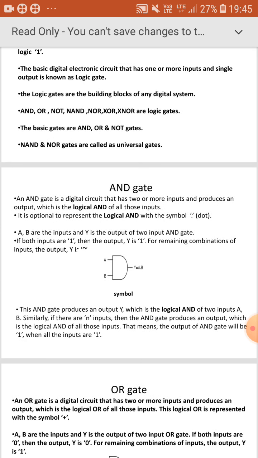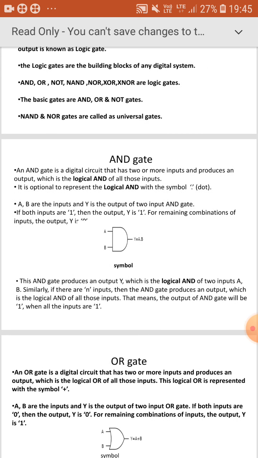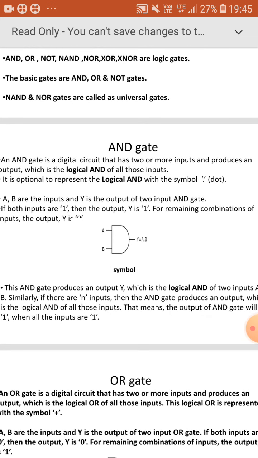First we can see about AND gate. This is the symbol for AND gate. Here I am taking two input AND gate. A and B are inputs. So Y is equal to A dot B. Dot denotes logic AND. So Y is equal to A and B. In AND gate, if any one of the input is 0, then the output will be 0. If both inputs are 1, then the output will be 1.